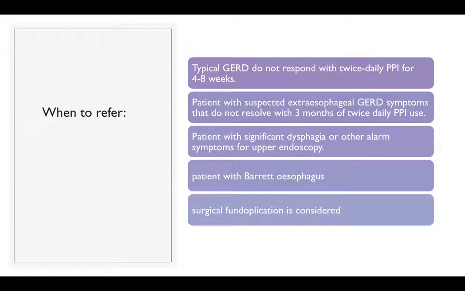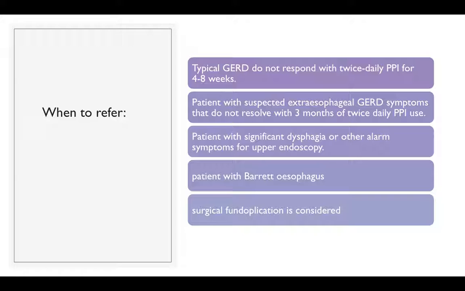Then when to refer? As a GP, at what point am I going to refer my patient? Typical GERD that does not respond to twice daily PPI. First, you're putting your patient on one daily dose of PPI for 8 weeks. Still, your patient is not responding, GERD symptoms are there. You will ask your patient to take it twice daily for 8 weeks. Still, symptoms are there. Then you will refer your patient to a gastroenterologist, of course.